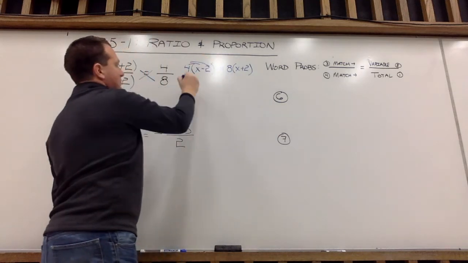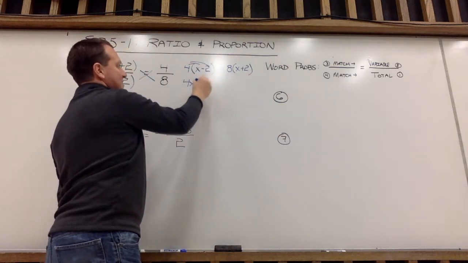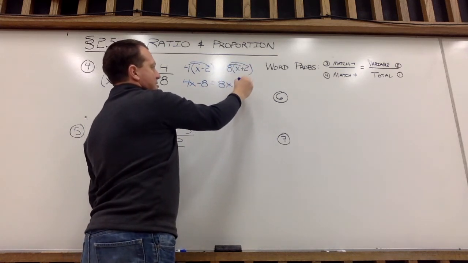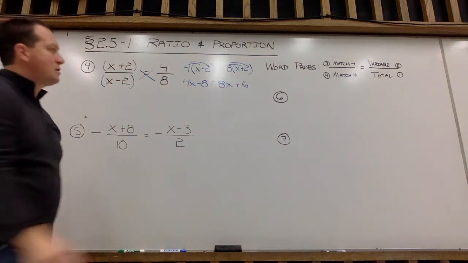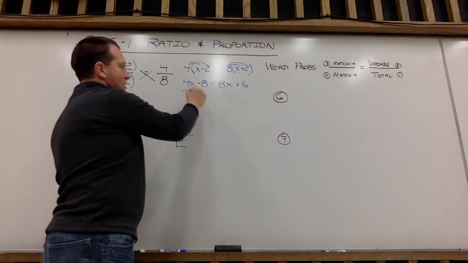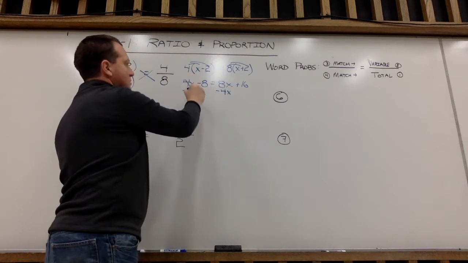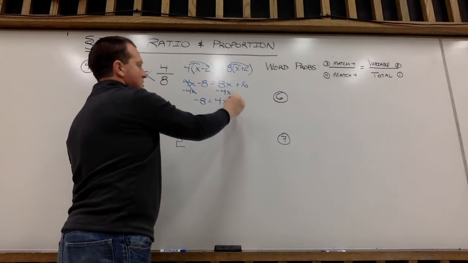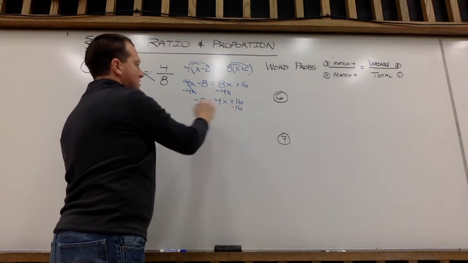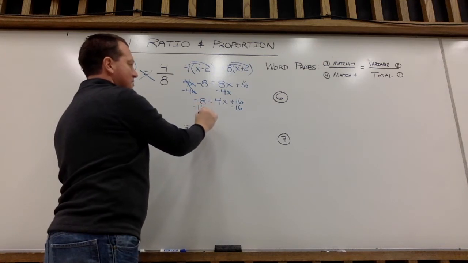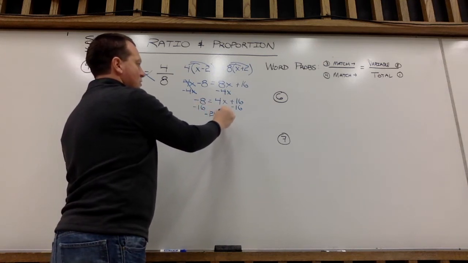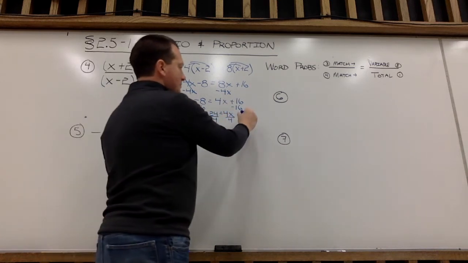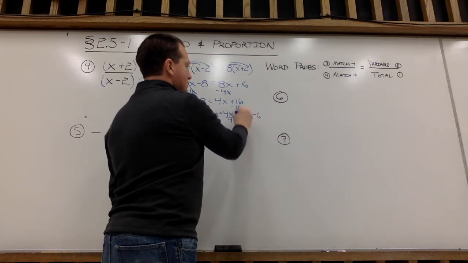So I'll distribute and have 4x minus 8 will equal 8x plus 16. I'm now going to solve for x. I'll get the variable terms together on one side. Subtract 4x. Negative 8 will equal 8 minus 4, 4x plus 16. Subtract 16 from both sides. Negative 8 minus 16, negative 24 will equal 4x. Dividing by 4, x will be negative 6.